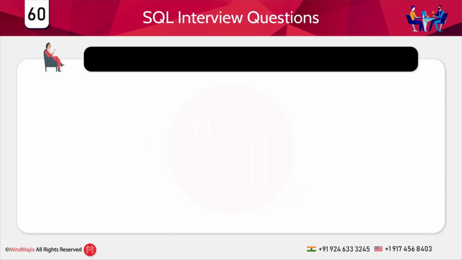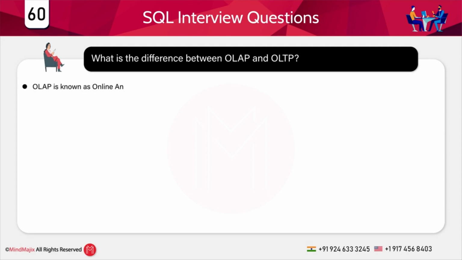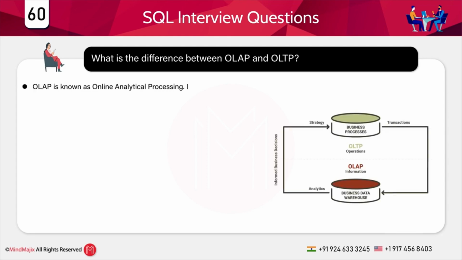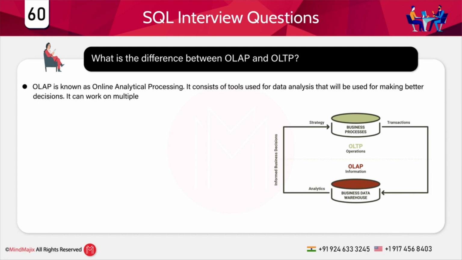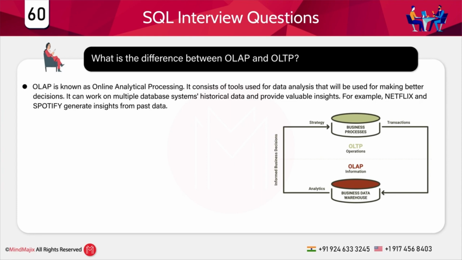So guys, the next question, which I believe is a very important question for experienced candidates, is: what is the difference between OLAP and OLTP? OLAP stands for Online Analytical Processing, and it consists of tools used for data analysis that will be used for making better decisions. It can work on multiple database systems and historical data, and provide valuable insights. For example, Netflix and Spotify generate insights from past data.